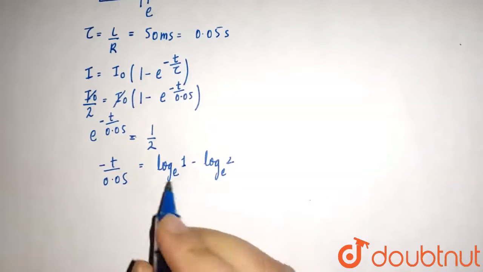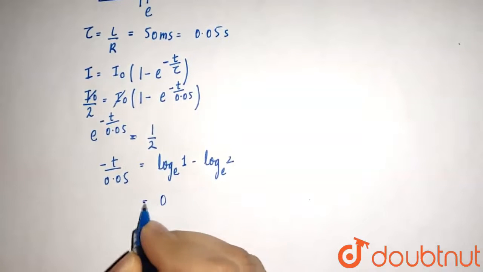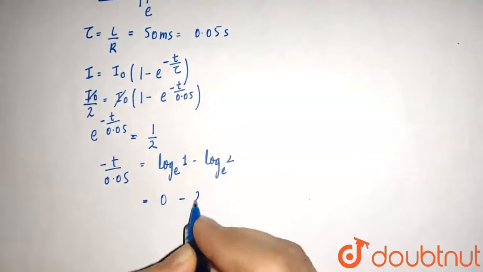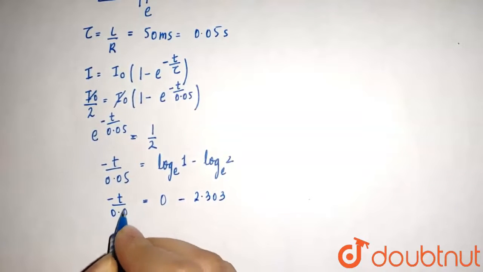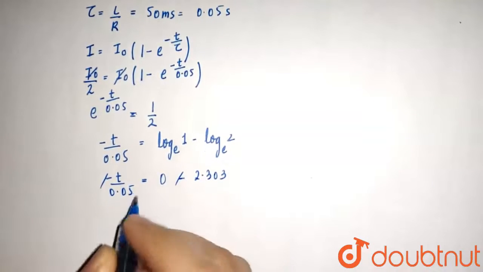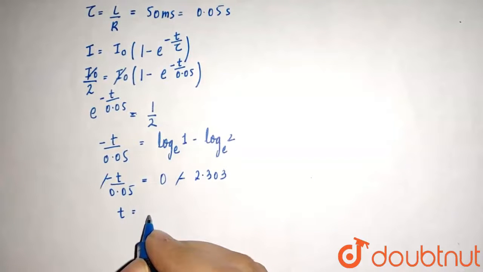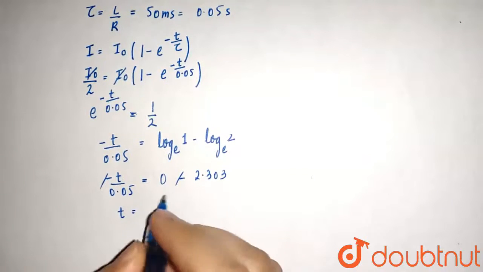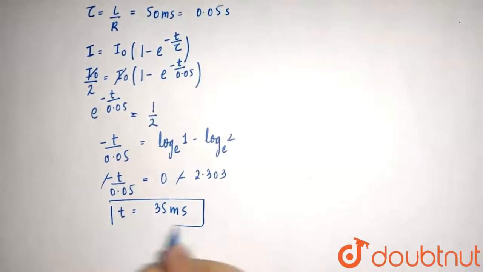Log 1 to the base e is 0, minus, this is 2.303 minus t by 0.05. This and this cancel out. Our t comes out to be approximately 35 milliseconds. Okay, so this is our t in the first case.